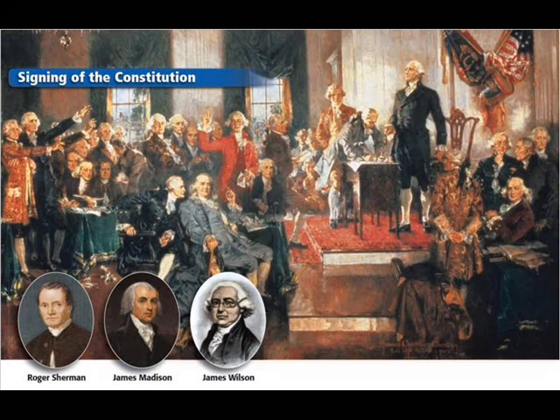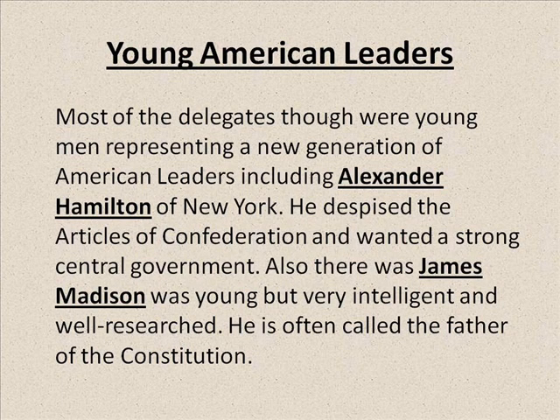Besides a lot of the older delegates, guys who had been leading in the American country for a very long time, like George Washington or Ben Franklin, there were also a lot of really young new leaders for the United States. Alexander Hamilton was there representing New York, and he completely despised the Articles of Confederation. He was hoping to create a new federal government with a strong central government. There was also James Madison, who was also very young but very intelligent and very well researched. He is often called the father of the Constitution because he took such great notes during the Constitutional Convention.